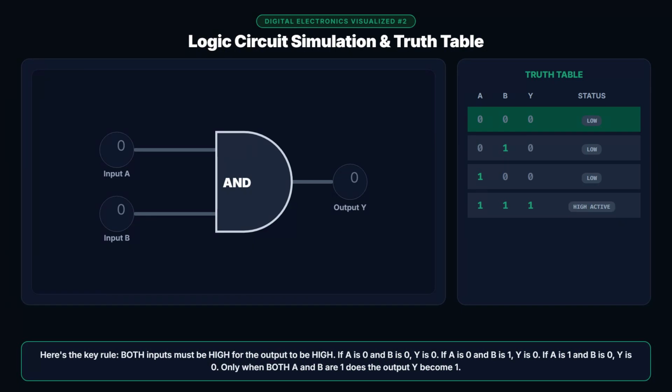If A is 0 and B is 0, Y is 0. If A is 0 and B is 1, Y is 0. If A is 1 and B is 0, Y is 0. Only when both A and B are 1 does the output Y become 1.